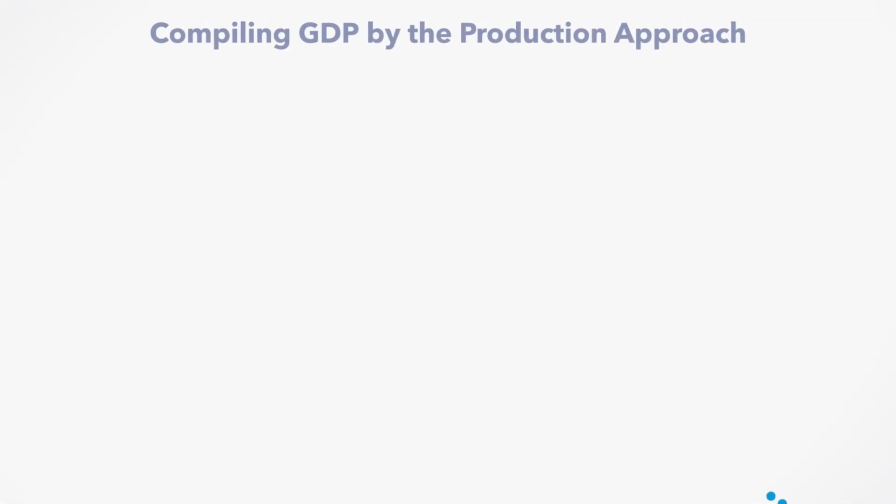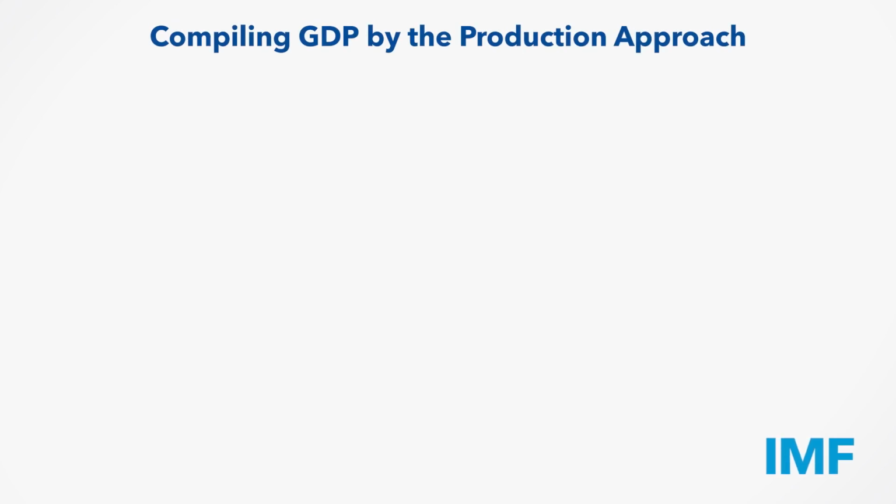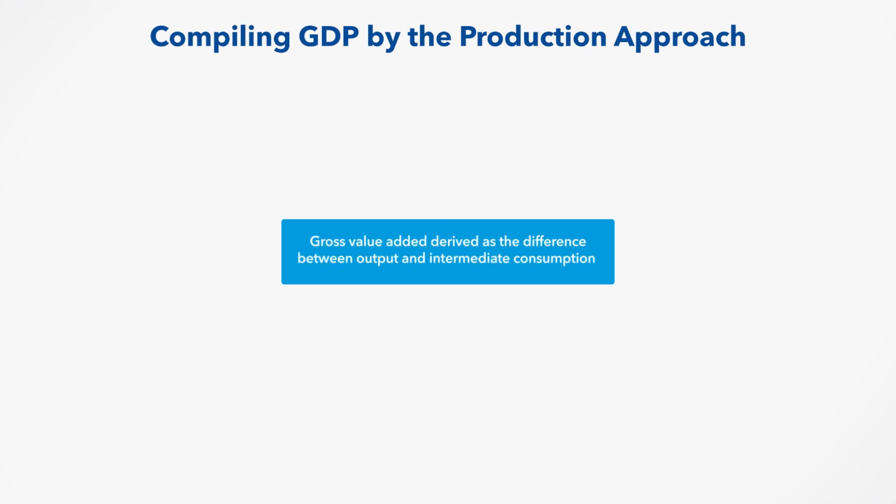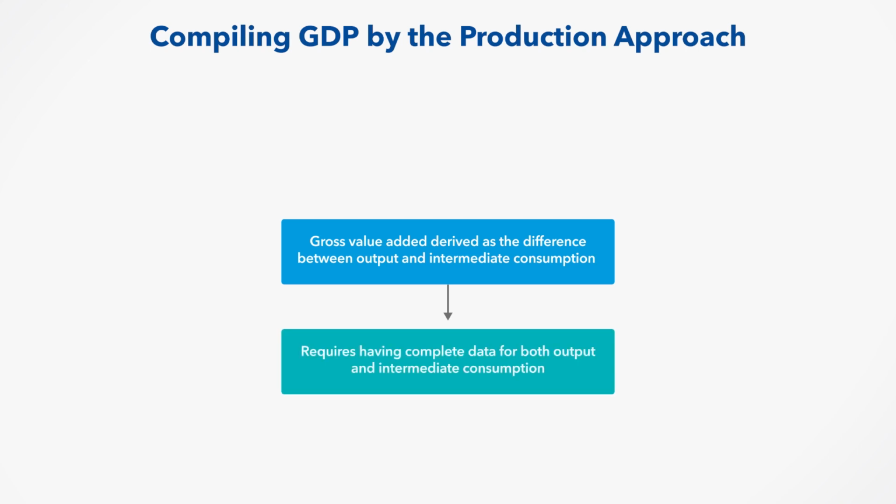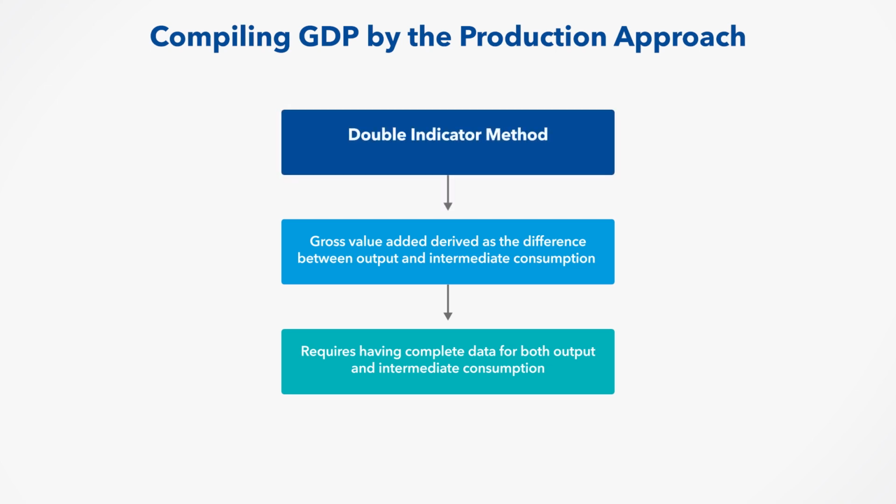The first choice for compiling GDP by the production approach on conceptual grounds would be to derive gross value added as the difference between output and intermediate consumption. That follows the definition but requires having complete data for both output and intermediate consumption. That formula is called the double indicator method. When it is referring to volume measures, it is often called double deflation.